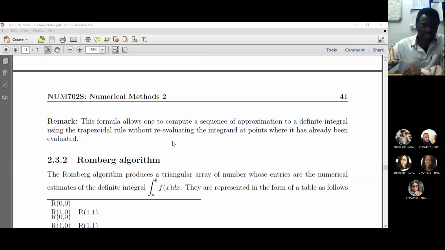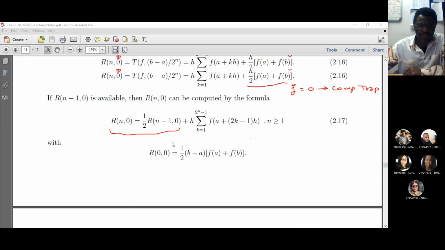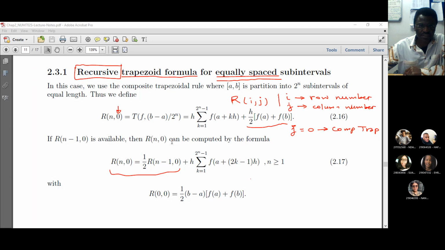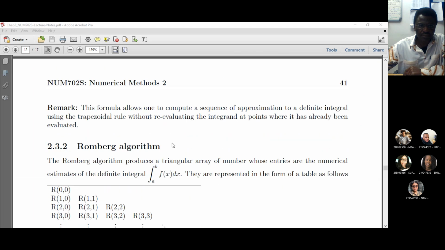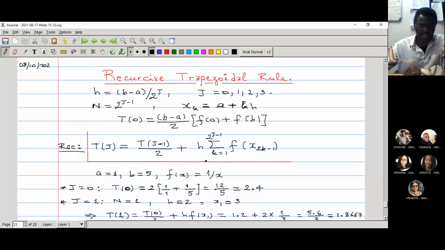So what we did, we used that rule to compute. We applied it to this particular problem. Let me quickly share the slide of what we did last time. This is the problem that we solved. We applied that rule to this problem, and I think that by now, each one of you should be able to do that. This is the form of the recursive trapezoidal rule that we used.